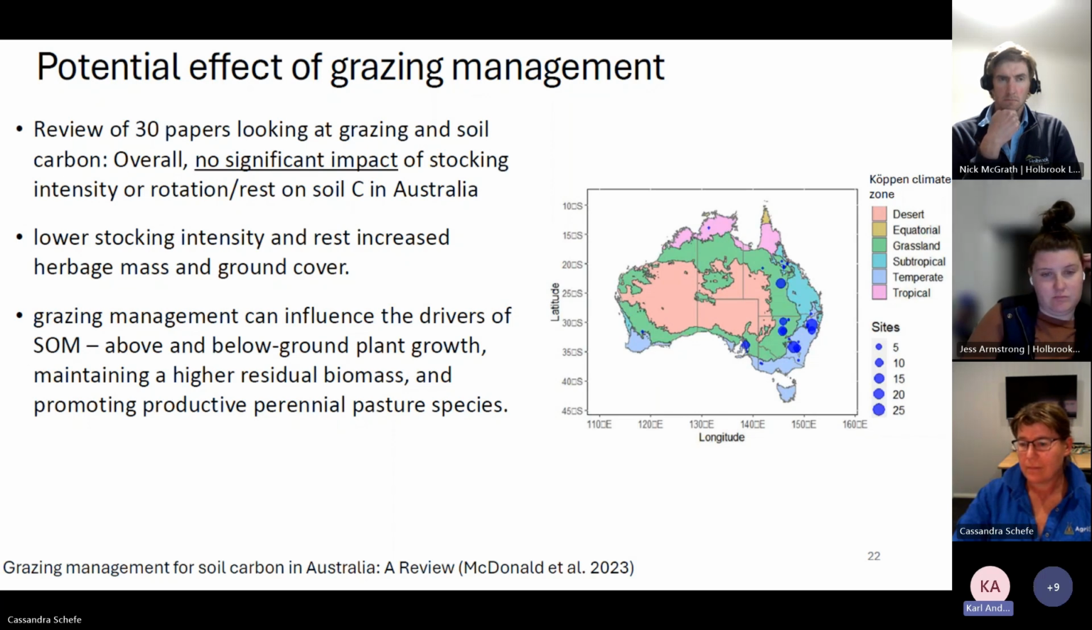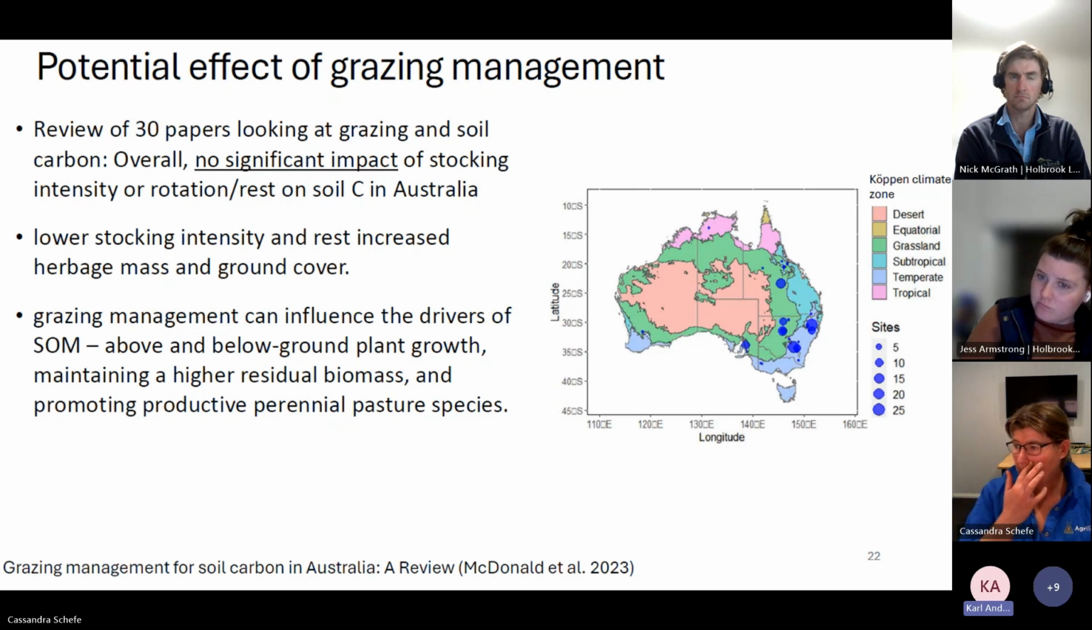Sarah McDonald did a review last year on the effects of grazing around Australia. There's lots of talk about using grazing management to increase soil carbon levels. But what she found was there are only 30 papers, which is still a good number, that addressed grazing and soil carbon specifically. No overall effect on things like stocking rate, intensity, rotation, number of paddocks, period of rest, and all that sort of thing. That supports what we're just talking about, a functioning system.